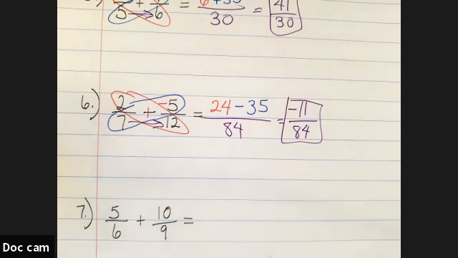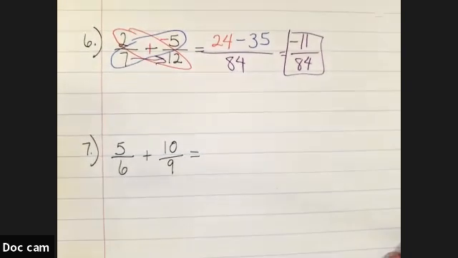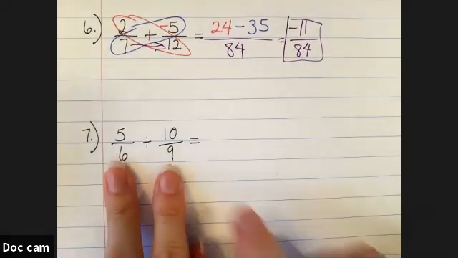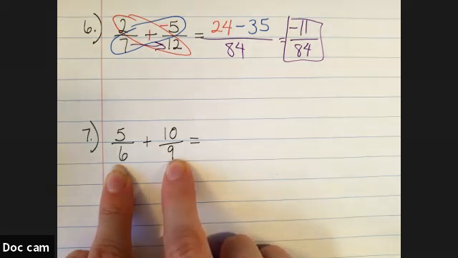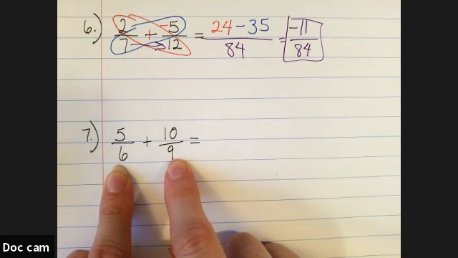All right. So on number 7, in this case, these two denominators do have a common factor of 3. So you can still use the bow tie method if you wanted to, but you're going to end up having more reducing to do if you do it that way. So personally, I'd probably choose to do the LCD method instead.